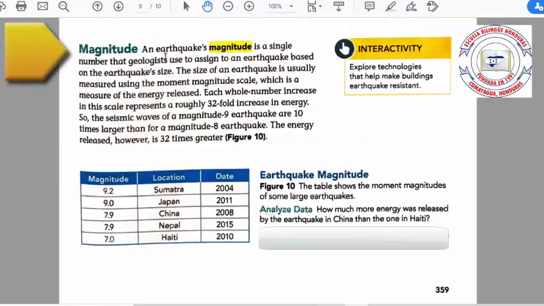Okay, magnitude. An earthquake magnitude is a single number that geologists assign to an earthquake based on the earthquake size. The size of the earthquake is usually measured using the moment magnitude scale, which is a measure of the energy released. Underline all this part, guys, please, about the magnitude.